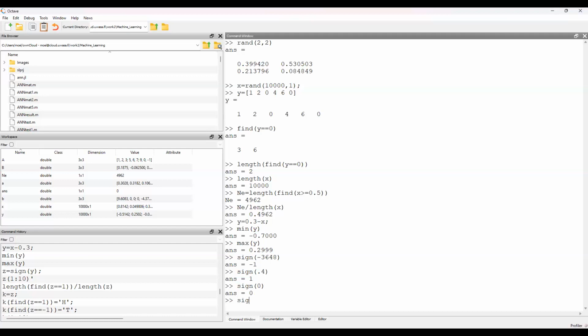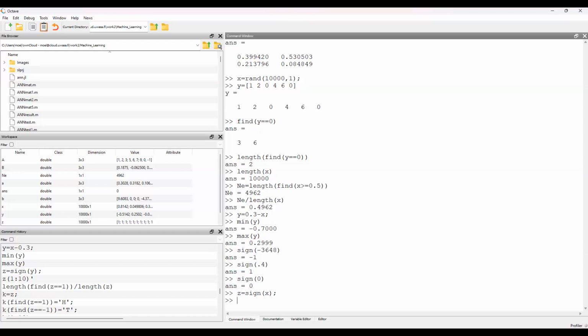Okay, now if I make Z equal to sign of X, Z now will be either minus 1 or plus 1. 70% of Z will be minus 1, and 30% of Z will be plus 1, or almost. Okay, so now I don't want to show all of Z because it will be very long, 10,000 elements, but let us take the first 20 elements of Z.